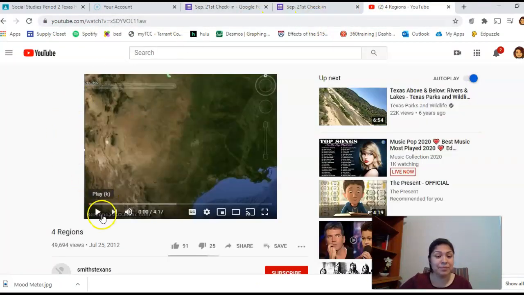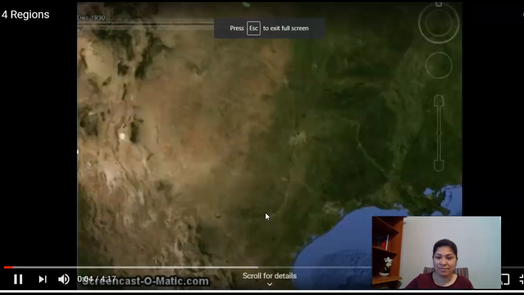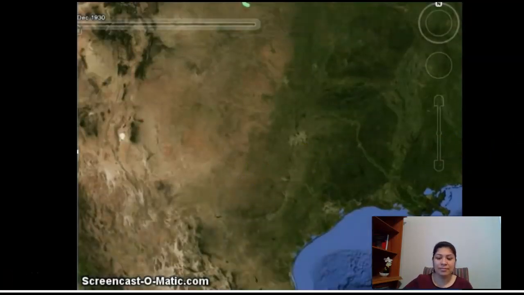The purpose of today's lesson is to learn about the basic geography of Texas. You are looking at a satellite picture of Texas. You will notice that our state has different colors when looking at it from outer space. The west side of Texas is more brown, while the east side is more green. There are two reasons for this.